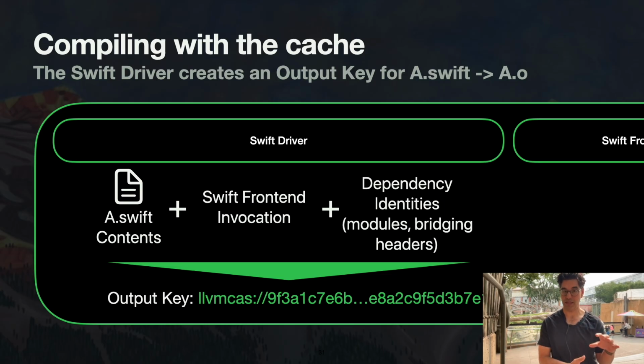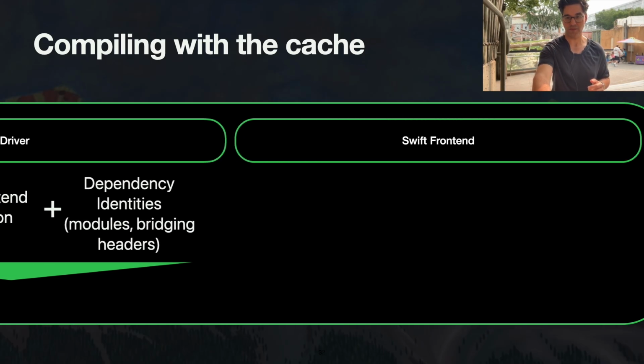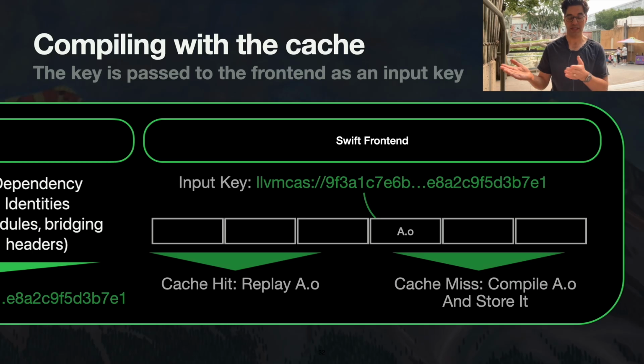It has all of those inputs that we saw before, but this time, before it sends that job to the front end, it takes all of the contents of the a.swift file and any other inputs it needs, puts them all together and hashes them all together. So you get this really stable identifier that identifies that one compilation uniquely. Nothing else can ever get that hash. So once it has that output key, it passes that to the Swift front end, and it says you need to compile this.